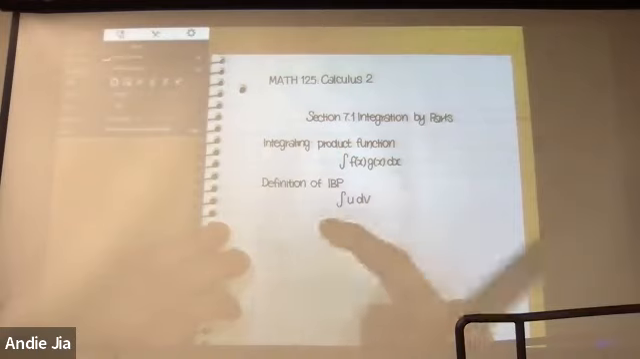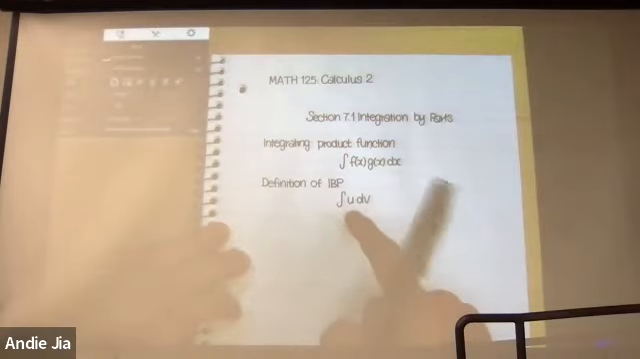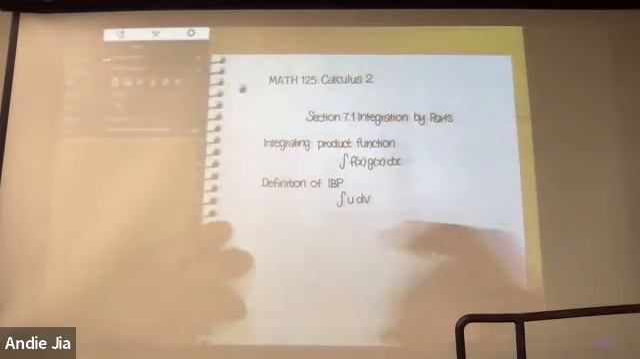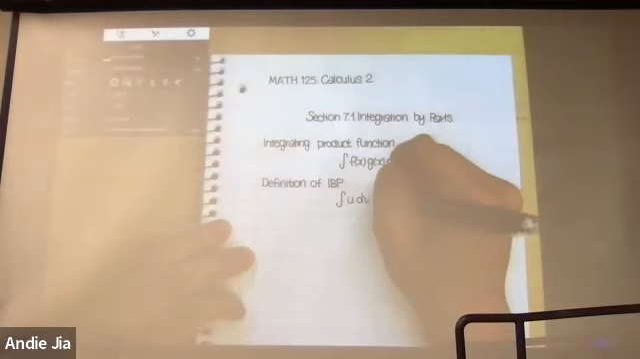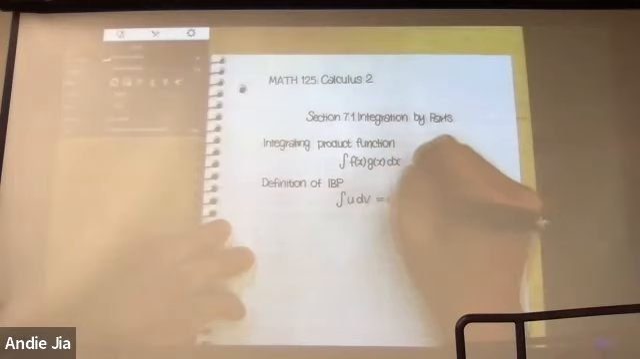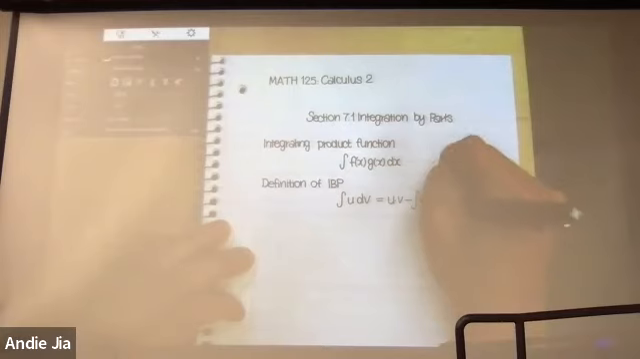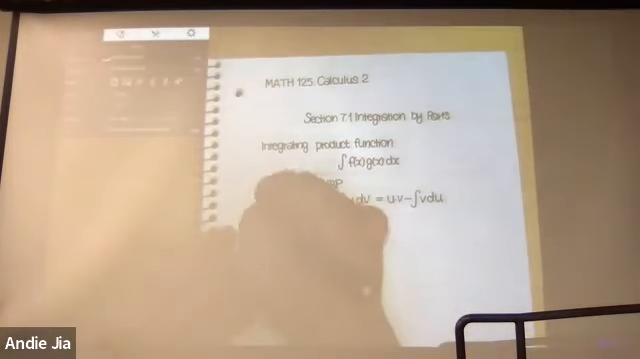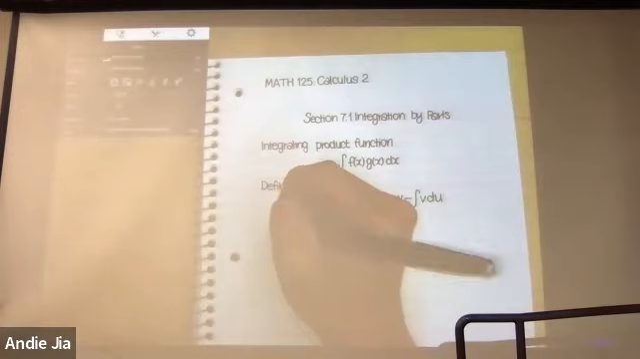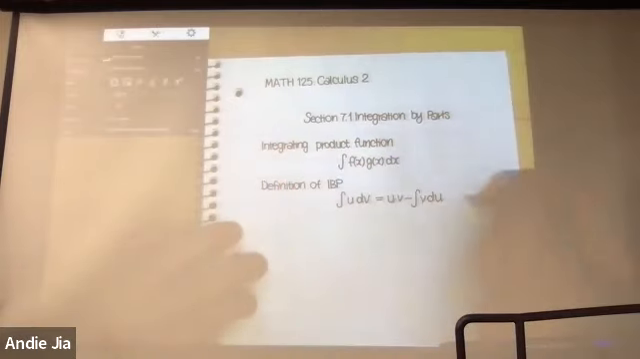and we choose v, which is a function of x, and it equals uv minus the integral of v du. And we need to choose four counterparts, four components of this integral, to solve the integration by parts.